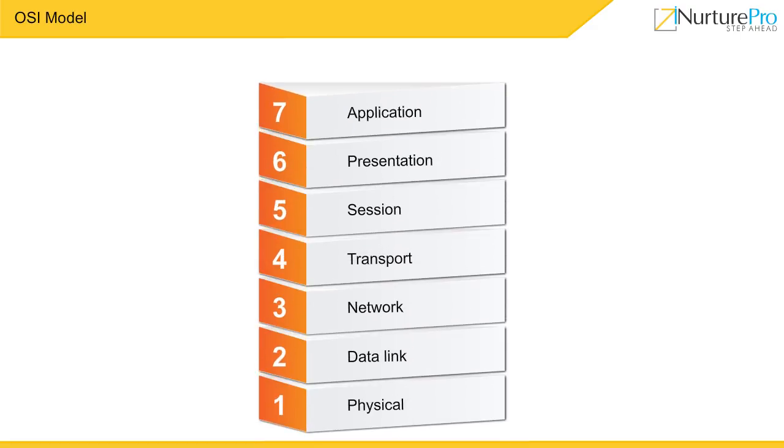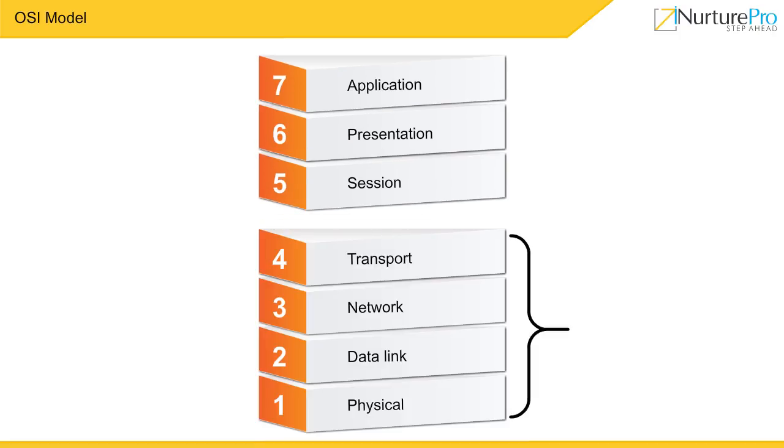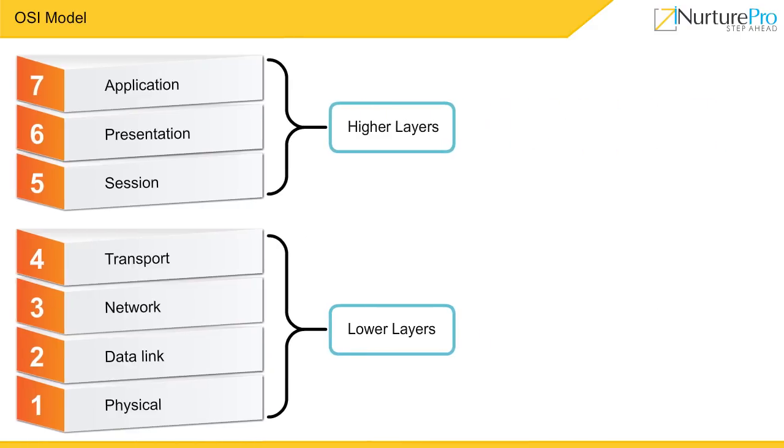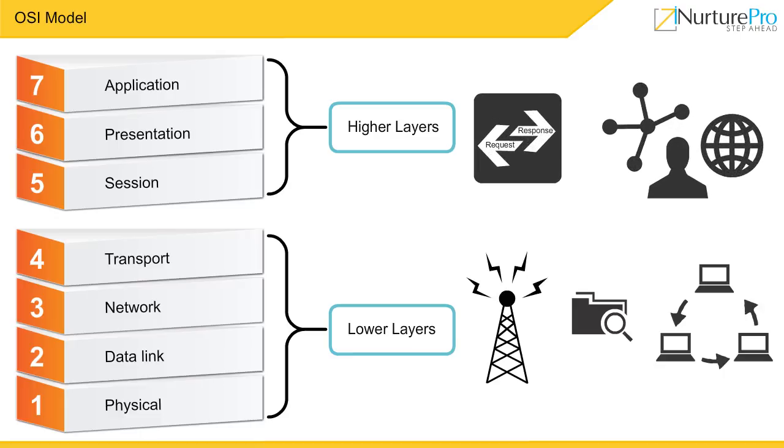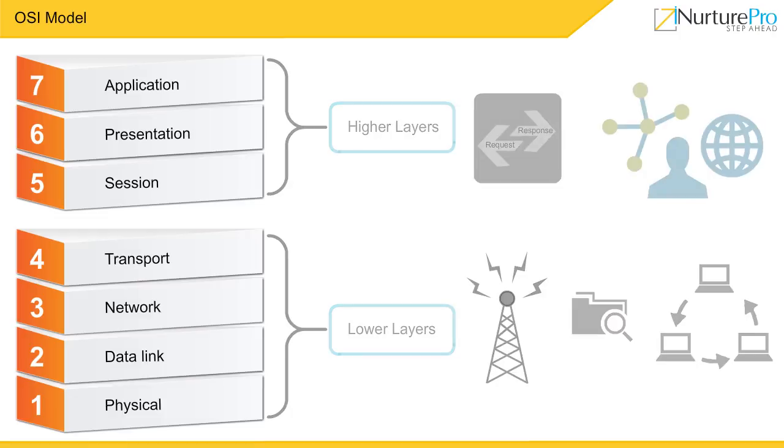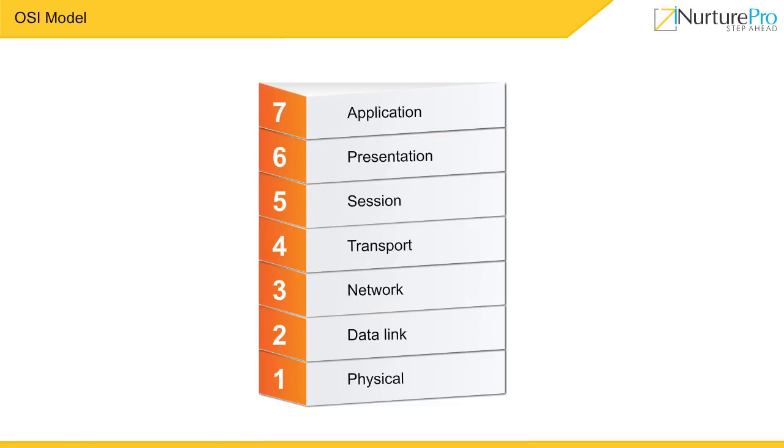These 7 layers are categorized into lower layers and higher layers. The first 4 layers are considered as lower layers and the last 3 are considered as higher layers. The lower layers of the OSI model deal with electrical signals, binary data and data across networks. The higher layers of the OSI model deal with network requests and responses, presentation of data and network protocols from the user point of view. Let's discuss all the 7 layers of the OSI model.